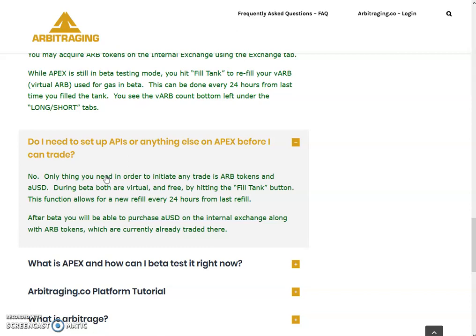ARB token is already available on the internal exchange. You can buy it from there, and AUSD will also be available once Apex goes live. For now, virtual ARB tokens and virtual AUSD are both available inside Apex, which you can get by clicking on the fill tank button. Once Apex goes live, you will be able to buy both ARB and AUSD inside the internal exchange. ARB is still available there, you can buy it, but AUSD will be available after Apex goes live.